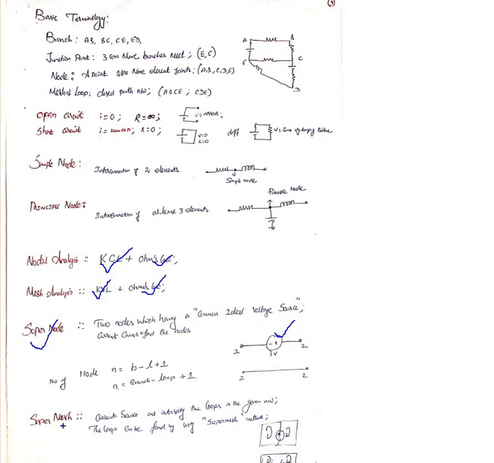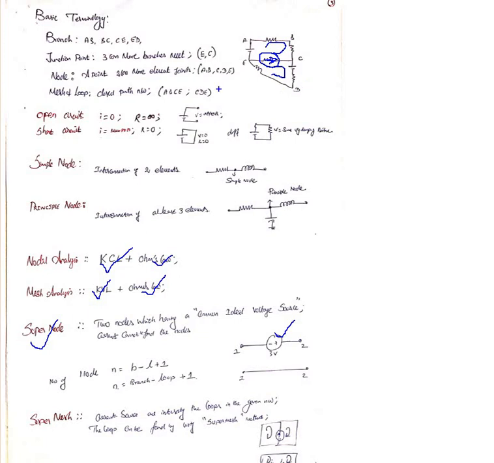Okay, then next, what is a super mesh? See, here is one loop. This is another loop. Is this circuit a super mesh? No. Why is it not a super mesh? Between the two loops, there is commonly a resistance. For a super mesh, a current source should be intersecting the loops. If I replace this resistance with a current source, that is called a super mesh.